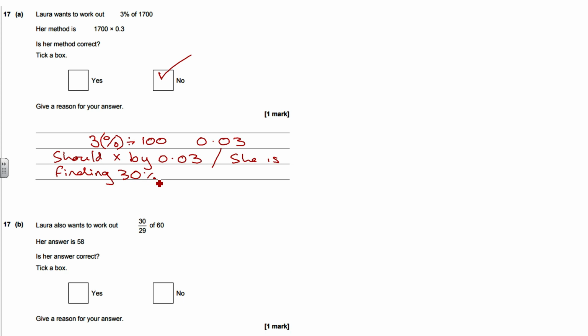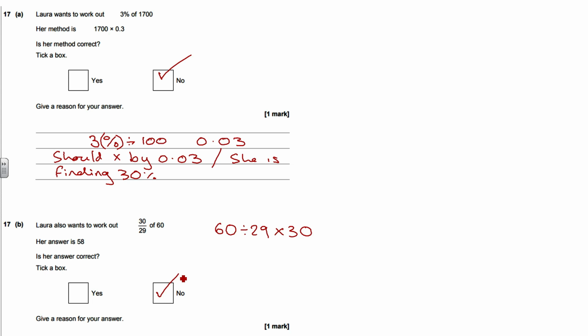Laura also wants to work out 30 29ths of 60. Her answer is 58. Is her answer correct? Give a reason. Well, to work out the answer, I'd have to do 60 divided by 29 times by 30. Now, I can't work out 60 divided by 29 in my head because it's going to be 2 and a bit. And so 2 and a bit times 30 would certainly be, well, more than 60 for a start, and her answer is 58. What she has actually done is 60 divided by 30 and then times by 29. So, is she correct? No, she's not.